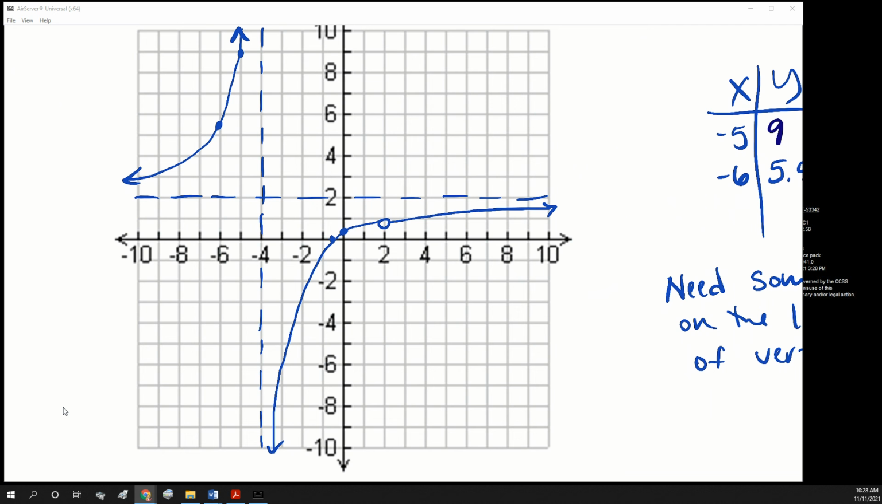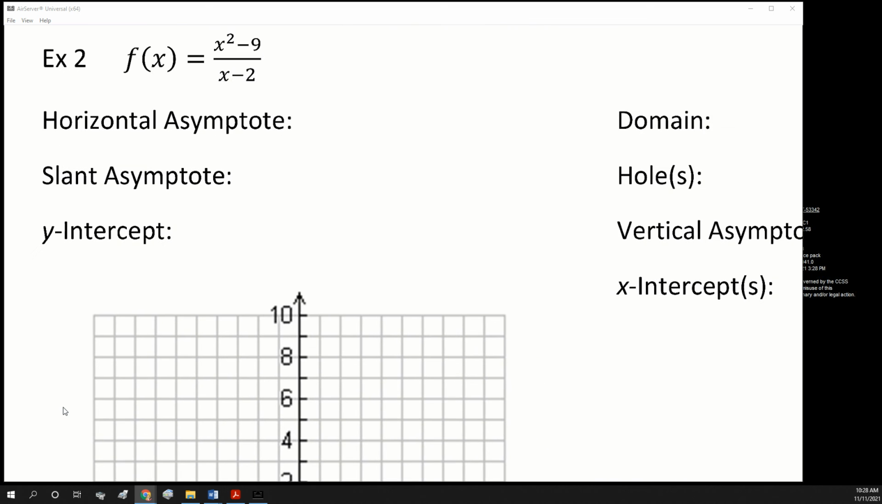All right. Do you guys have questions on this graph? Okay. So I'm going to let you guys do all those things on your own, and then we'll come back and graph them.